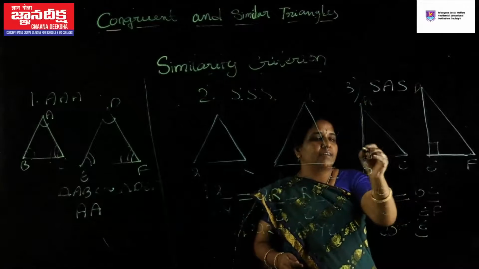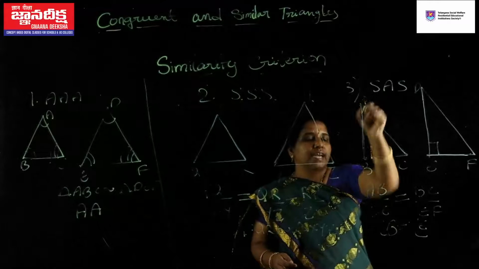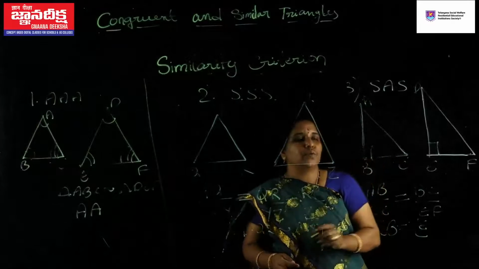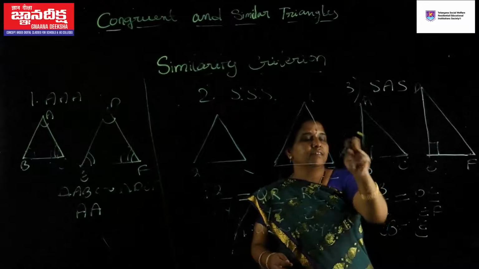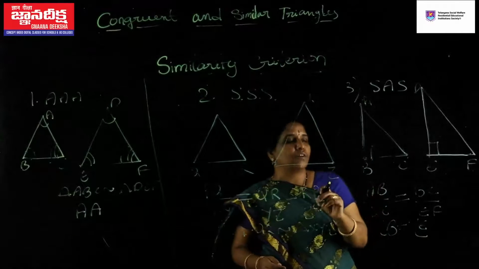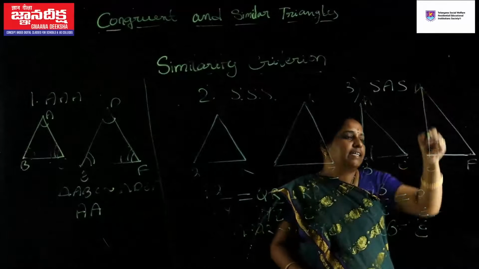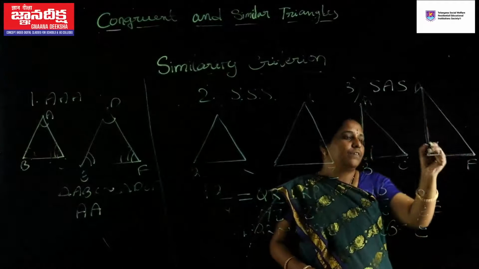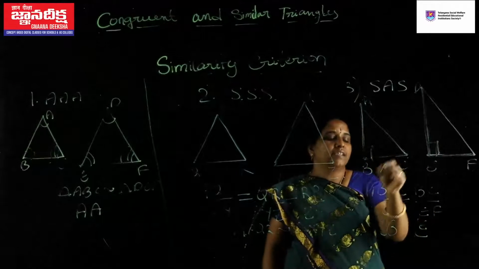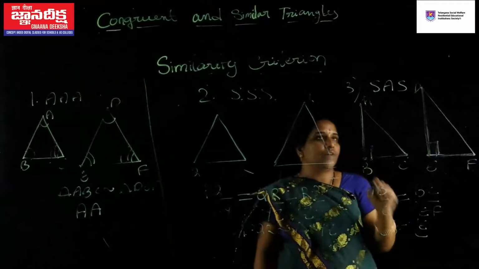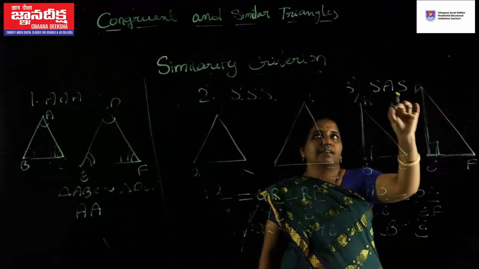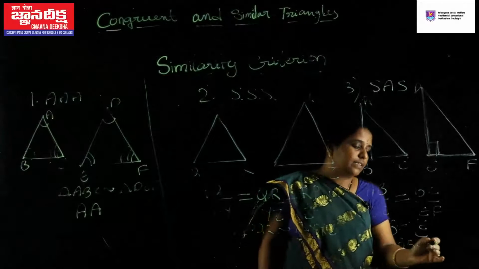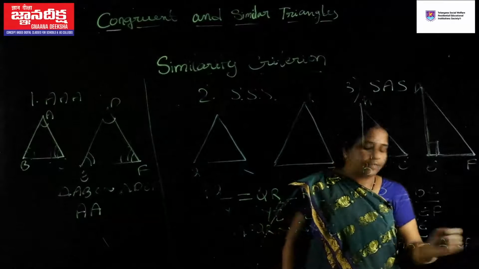What is the included angle here? Side AB and side BC are forming this angle B. That's why it is called included. The angle formed by the two sides is called the included angle of the two sides. Similarly, angle E is formed by DE and EF. So this is included. Two sides are in proportion and included angles are equal. Therefore, according to the SAS similarity criterion, triangle ABC is similar to triangle DEF.